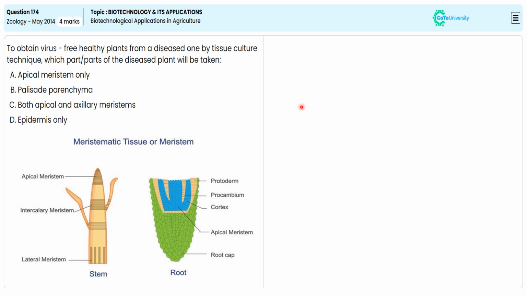We are giving a point-wise narration to take as NEET notes to obtain a virus-free healthy plant from a diseased one by a tissue culture technique. Both apical and axillary meristem of the diseased plant will be taken.